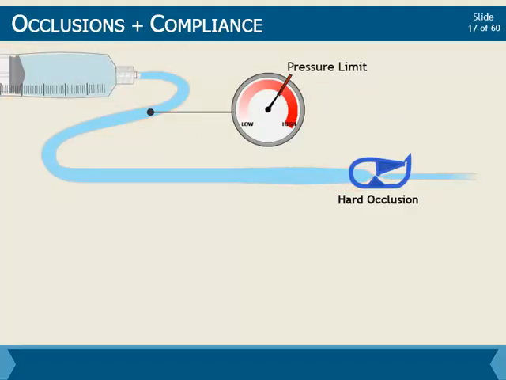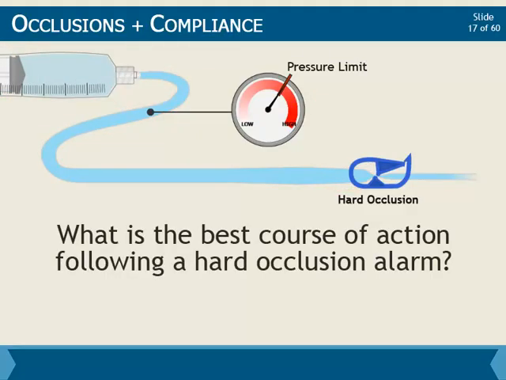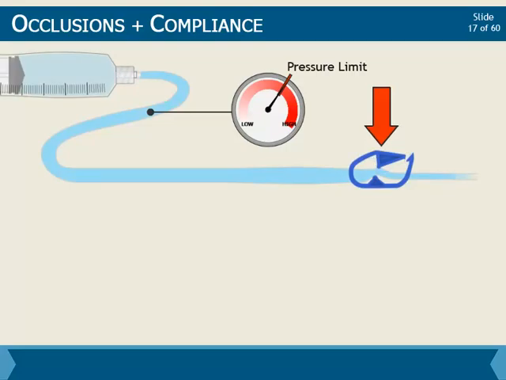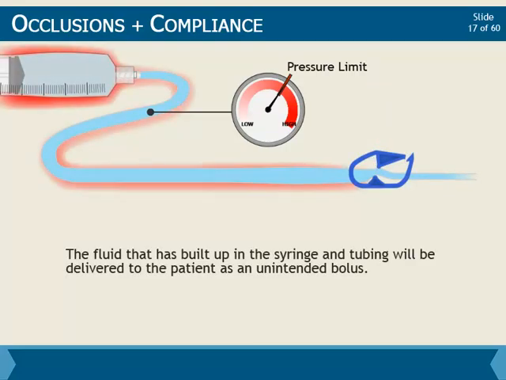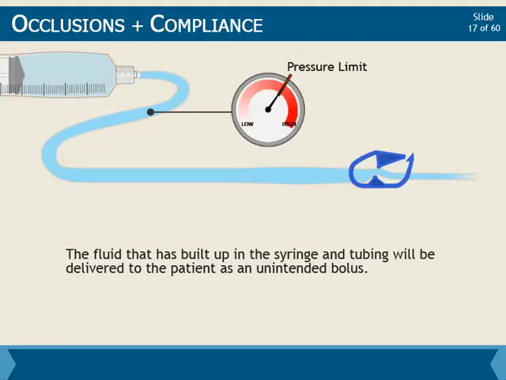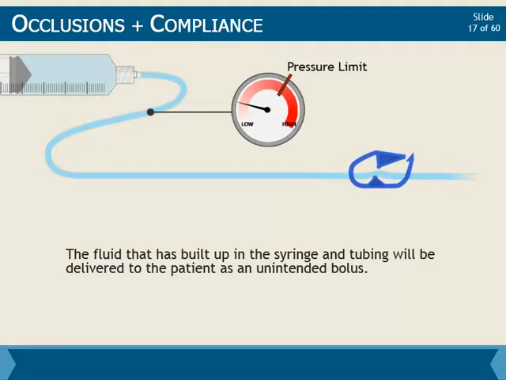Going back to our question, what is the best course of action following a hard occlusion alarm? It may be a natural reaction to clear the occlusion immediately following the alarm and restart the pump. However, if you were to suddenly clear the occlusion, the fluid that has built up in the syringe and tubing will be delivered to the patient as an unintended bolus as the compliant materials contract to their original state.